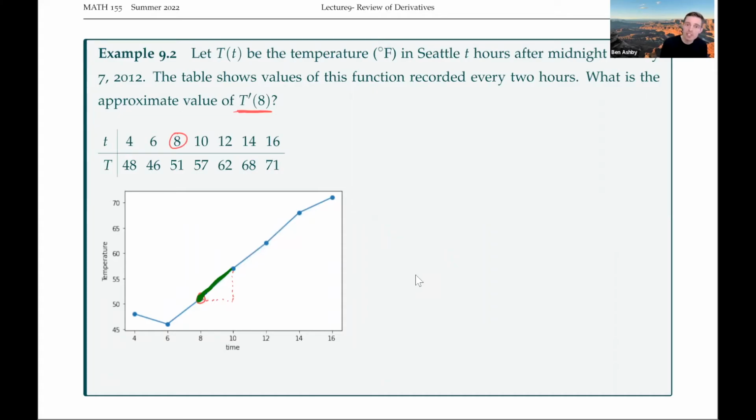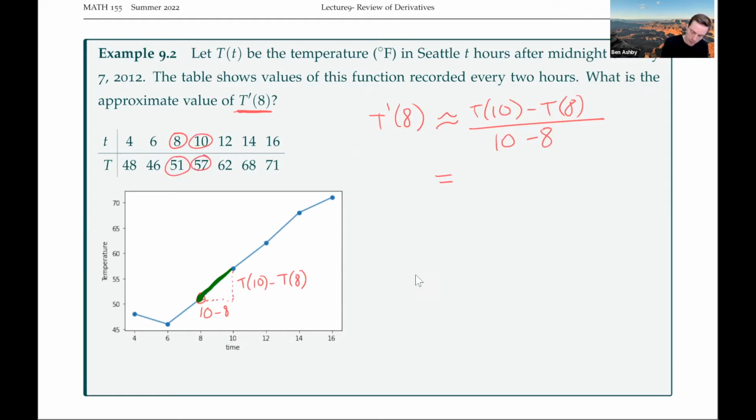So the difference in the x values along the x-axis is going to be 10 minus 8. And then in the y direction, it's going to be T of 10 minus T of 8. So we can say that T prime of 8 is approximately equal to the difference in the y's, so T of 10 minus T of 8, over the difference in the x's, so 10 minus 8. If we substitute in those values, on the top we have 57 minus 51. On the bottom we have 2. So that's just 6 divided by 2, or 3 degrees Fahrenheit per hour.